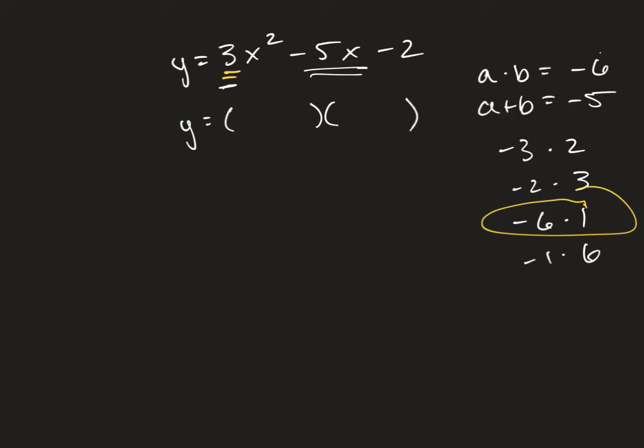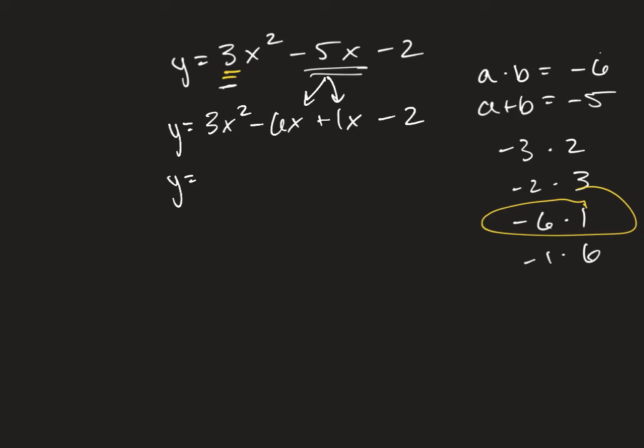So I'm actually going to erase this. There's going to be one more step in between. Actually, a couple more steps, I guess. I'm going to rewrite this as 3x squared minus 6x plus 1x minus 2. So I've just rewritten -5x as minus 6x plus 1x. And this is going to allow us to do the grouping part of the factoring by grouping.